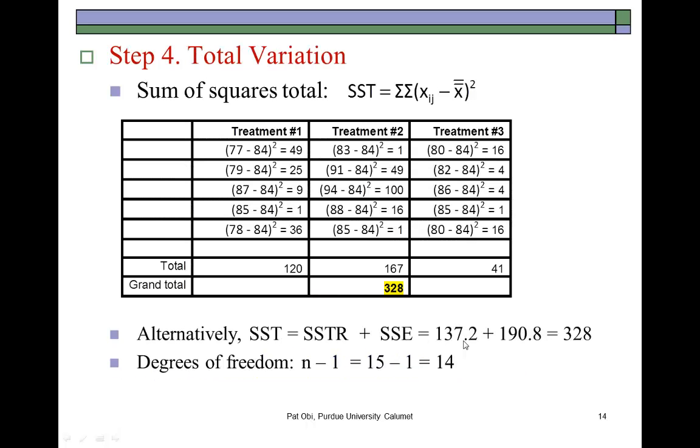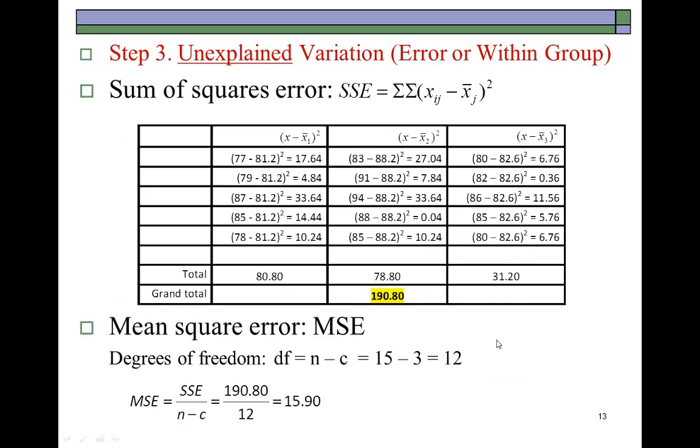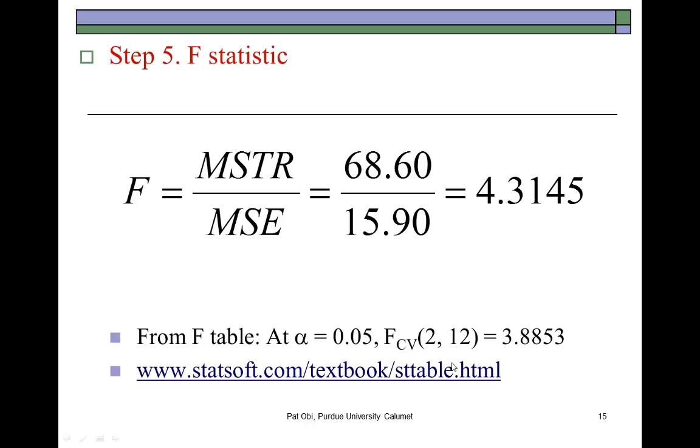So if I go back here to explained variation, which is treatment variation, degrees of freedom is 2, which I also show right here. And if I go next to unexplained variation, which is error variation, degrees of freedom N minus C is 12. So continuing here, we're going to go to the F table and look up the value of F corresponding to treatment degrees of freedom of 2 and error degrees of freedom of 12.